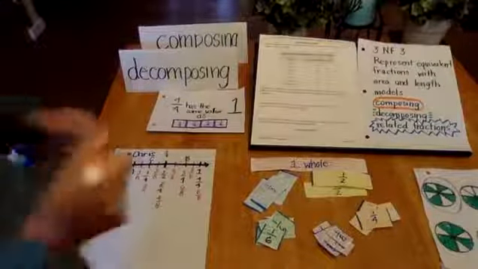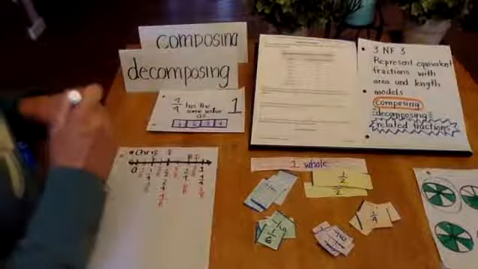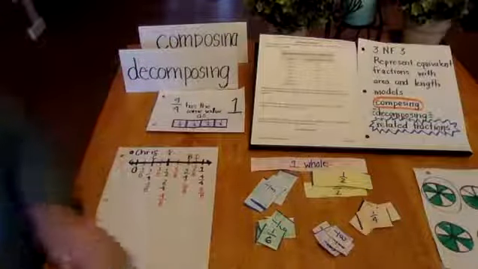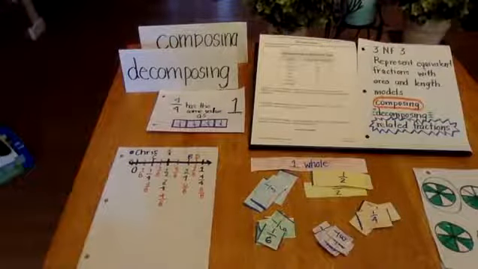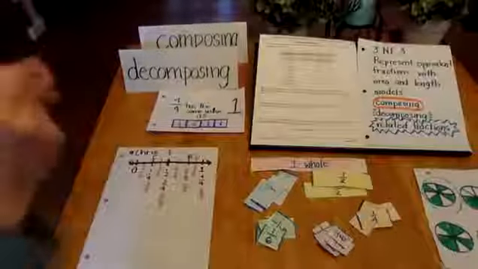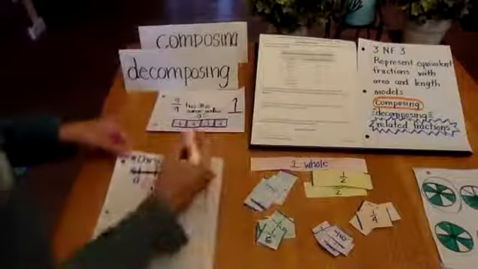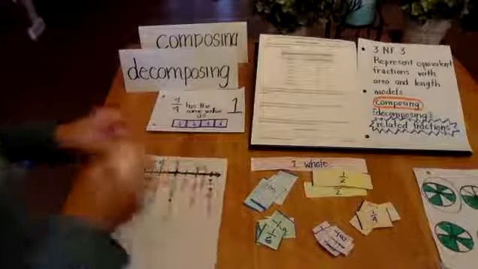Drew swam 7/8. I'm going to do him orange. And I can see on my number line where the 7/8 are. So that's, I'm going to do an orange D for Drew. Zach swam half. I'm going to make him pink. So half, where's half? Right there. Z for Zach.